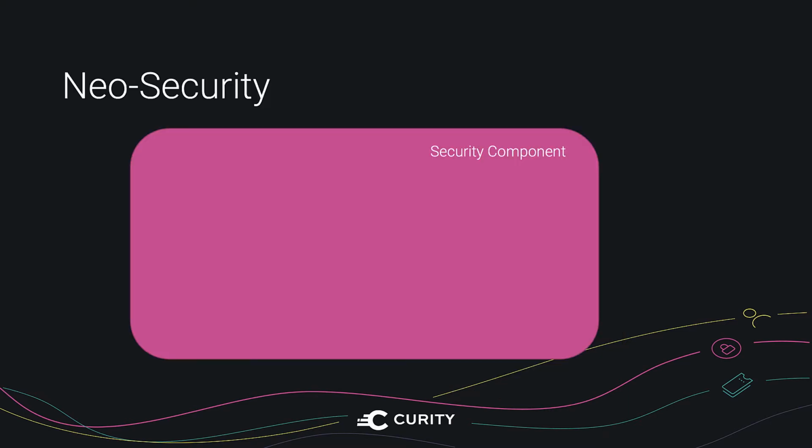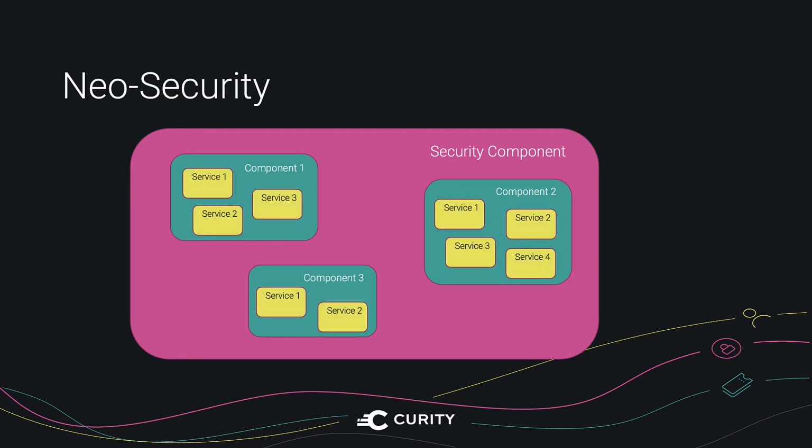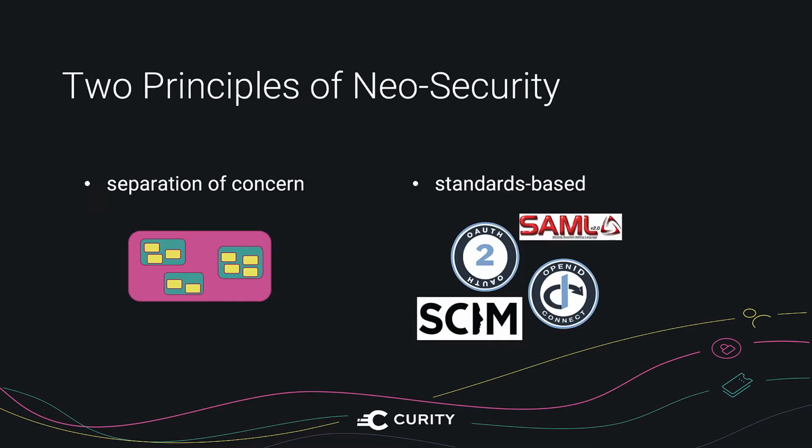Computer programs are built by breaking down complex problems into smaller and smaller pieces. The problem is broken down until each individual piece can be comfortably reasoned about. Then, they are assembled into a working whole that solves the difficult problem. And creating a neo-security platform is not much different. The whole problem of robust security is broken down into smaller and smaller pieces, which can do their job well and integrate with other components. The definition of neo-security can be broken down into two principles: separation of concern and standards-based.